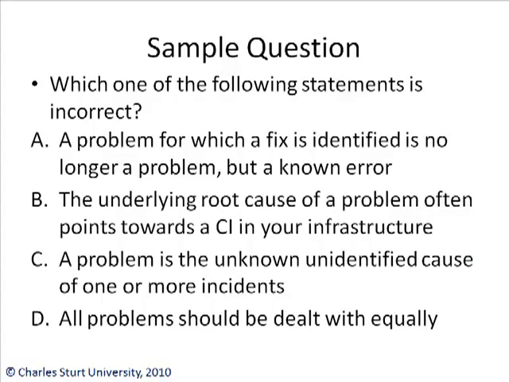Yeah, sample question. Which one of the following statements is incorrect? Answer A. A problem for which a fix is identified is no longer a problem, but a known error. Answer B. The underlying root cause of a problem often points towards a configuration item in your infrastructure. Answer C. A problem is the unknown, unidentified cause of one or more incidents. And answer D. All problems should be dealt with equally. I'll give you a couple of seconds to think about the answer, and then as usual, we continue.